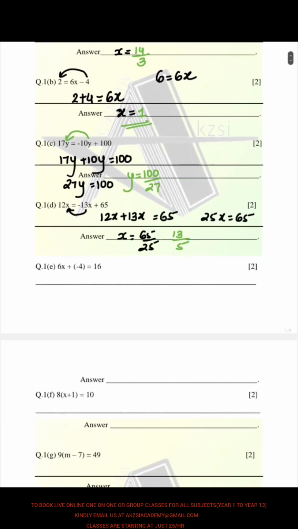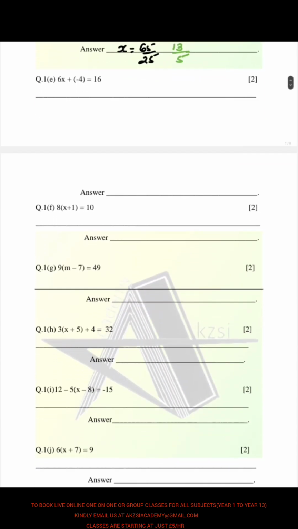Moving on to the next one, which is E. 6x minus 4 equals 16. So I need to transpose this onto the right hand side. It will give me 6x equals 16 plus 4. And 6x equals 20. And x equals, dividing both sides by 6, I will get 20 over 6. And on further simplification, when I cancel it by 2, I will get x equals 10 over 3. So my answer is x equals 10 over 3.